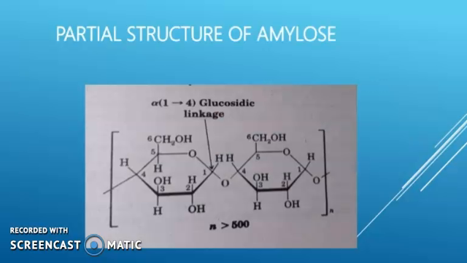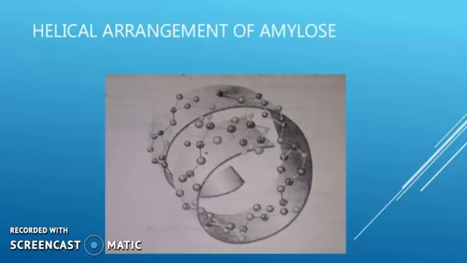So my friends, partial structure of amylose. You can see alpha-1,4 glucosidic linkage, n greater than 500. So, helical arrangement of amylose.